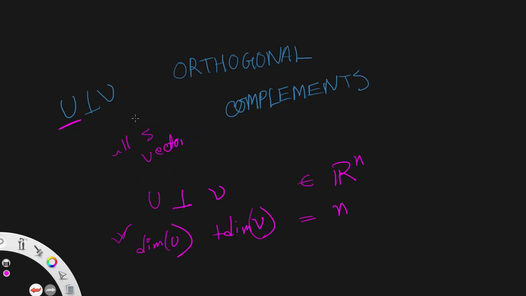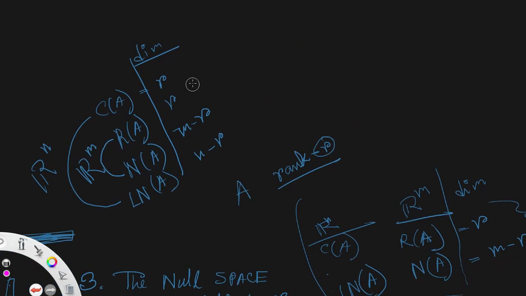Anyway, so that is the orthogonal complement, and from our relationship here we can see that the dimension of this plus the dimension of this is equal to m, and they are both subspaces of Rm. The dimension of this and the dimension of this equal n, and they're both subspaces of Rn. So it looks like we have something here.